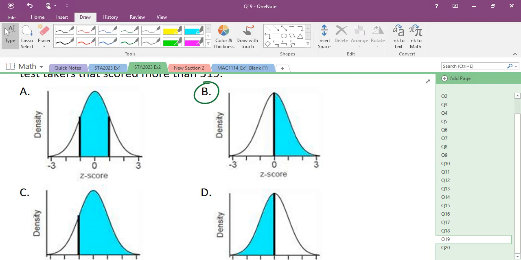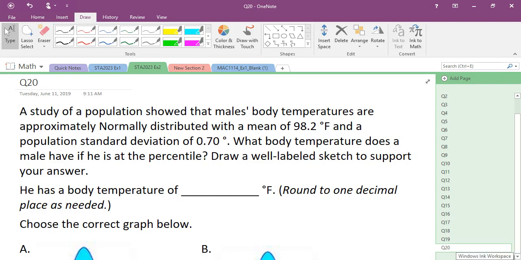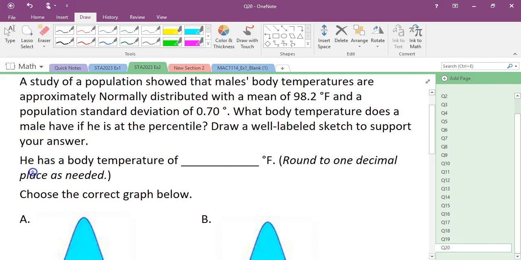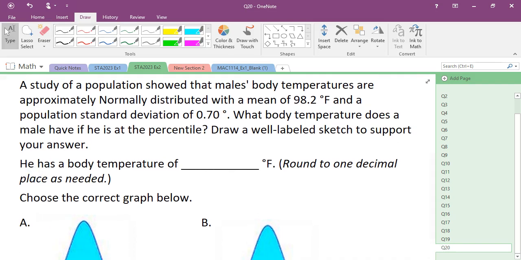And then last but not least, number 20. So the study of a population shows that the male's body temperature are approximately normally distributed with a mean of 98.2 degrees Fahrenheit and a population standard deviation of 0.70 degrees Fahrenheit as well.